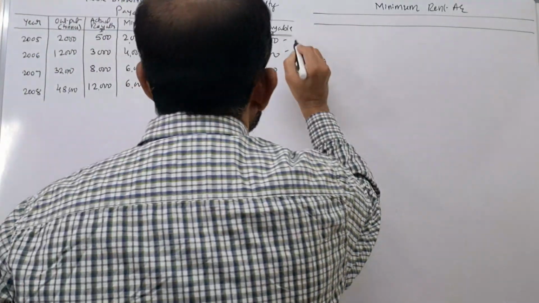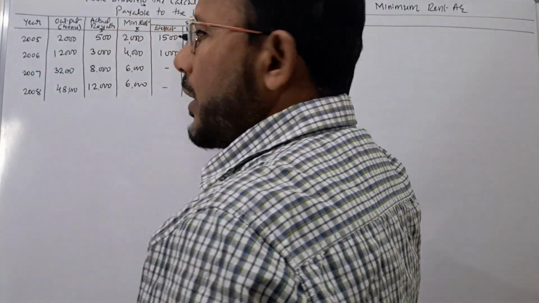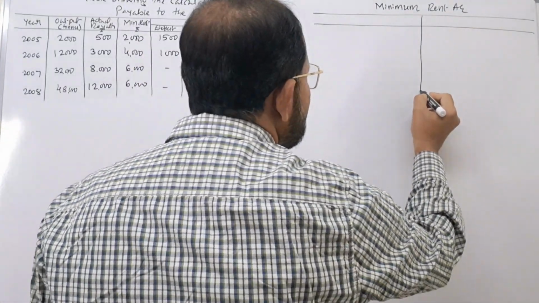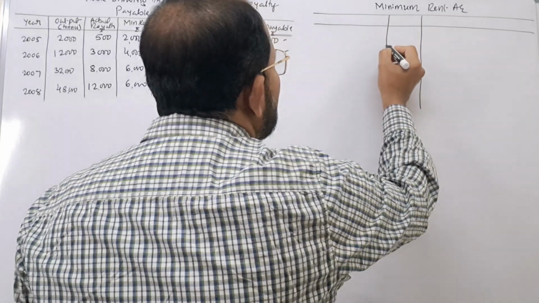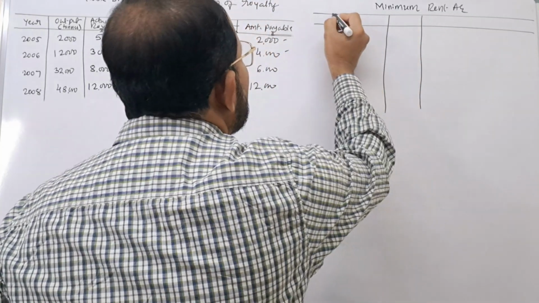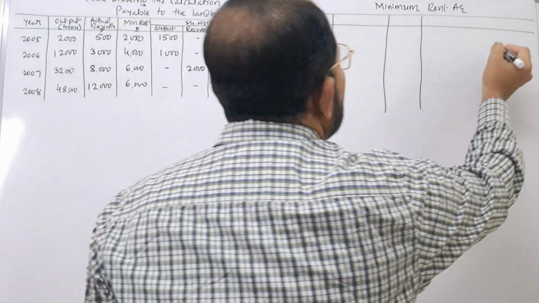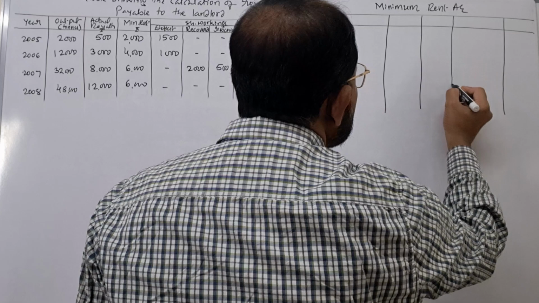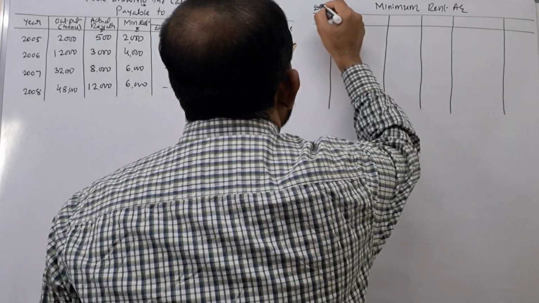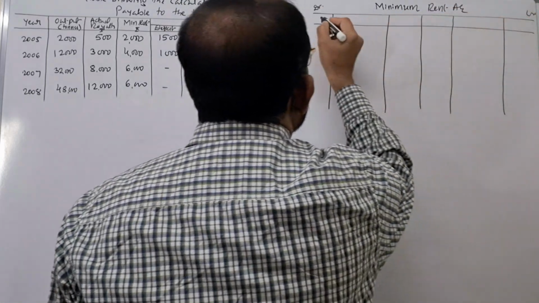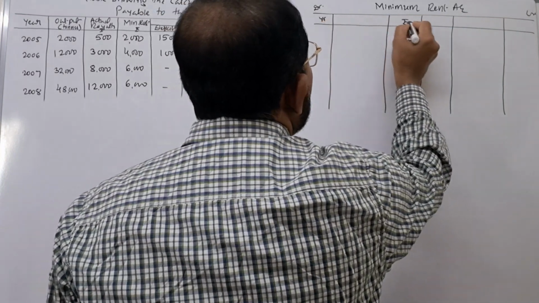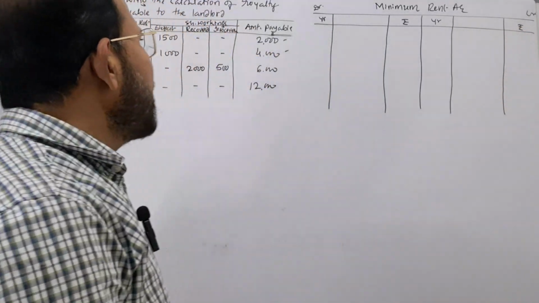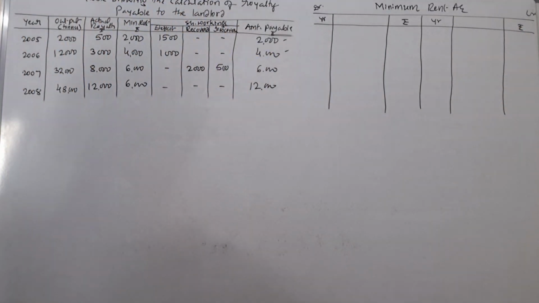In the first 2 years only we get short workings. That is why this account is prepared only for 2 years. Write year, amount in rupees, year, amount in rupees. Minimum rent account I am going to prepare.